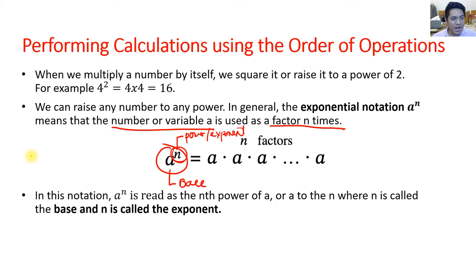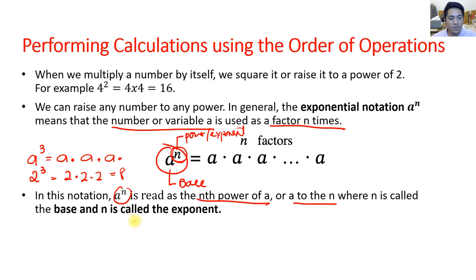For example, if I have a raised to the third power, that means a multiplied by itself three times. So 2 raised to 3 is 2 times 2 times 2, and that would be 8. In this notation, a to the n is read as the nth power of a, or a to the n, where a is called the base and n is called the exponent.